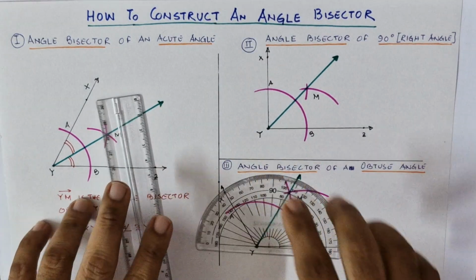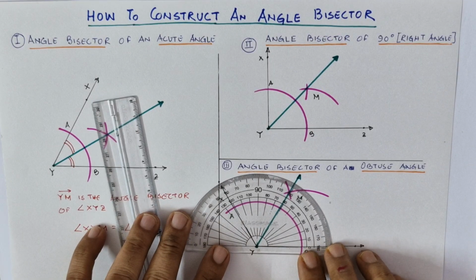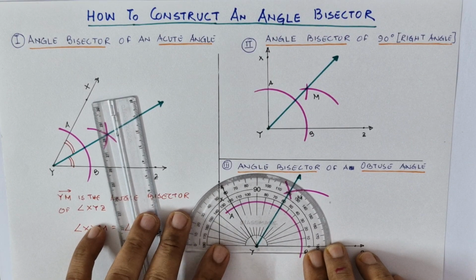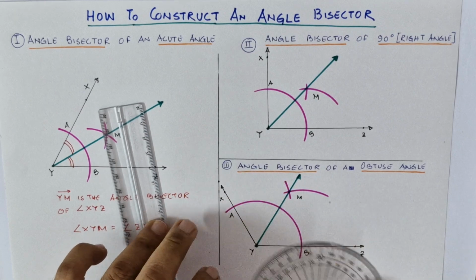So it was 120 degree. So it is supposed to be 60 degree. See, this is 60 degree, right?